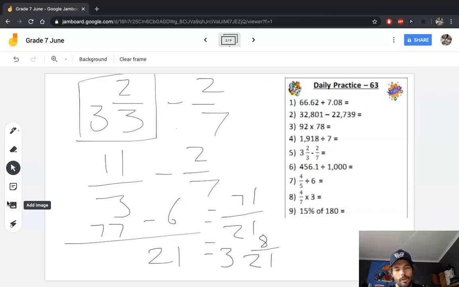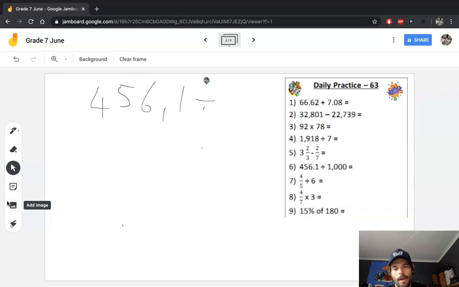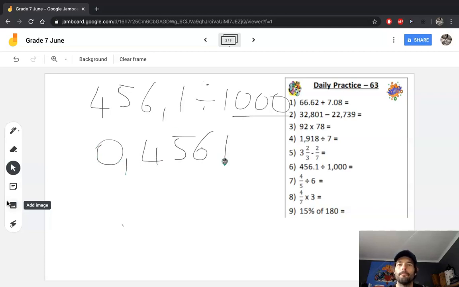Then we had the division of a decimal by a multiple of 10, and it's 1,000. So 456.1 divided by 1,000. We know the number is going to get smaller by however many zeros there are in the number we're dividing by. So 3 zeros, it must get smaller by 3 places, and that's going to be your answer. Okay?